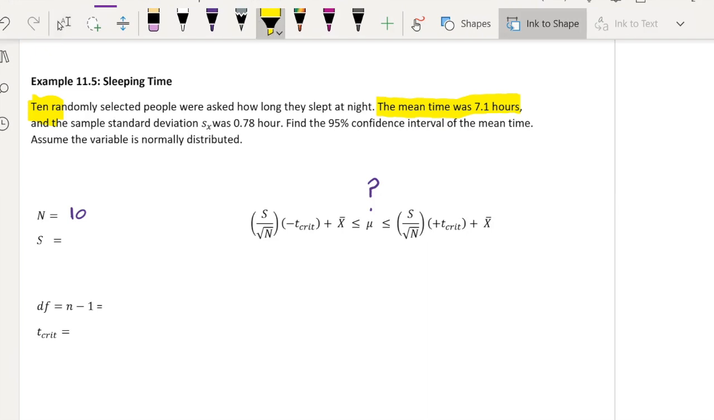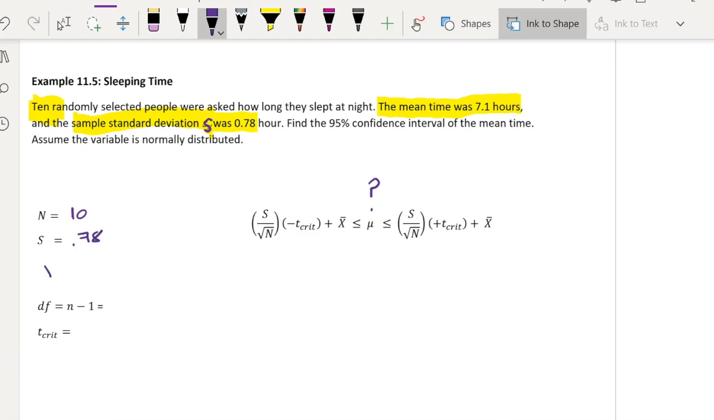And then we keep reading. The sample standard deviation was 0.78. So this should just be S. Just S. Cool. 0.78. X bar is 7.1. My degrees of freedom are going to be 9.